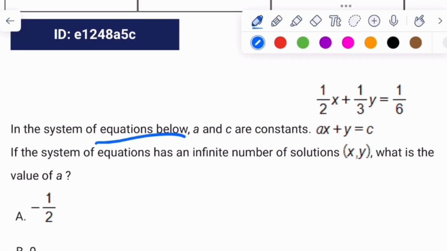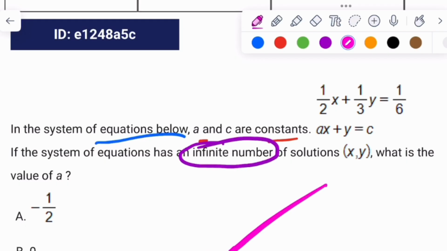So in the system of equations below, a and c are both constants. If the system of equations has an infinite number of solutions, that means it's going to be the same line, right? So when you graph them, they coincide. Every single point is the same. So every point on both of the lines is a solution.